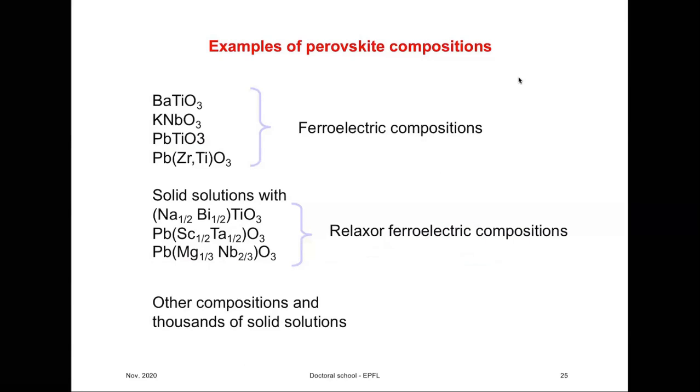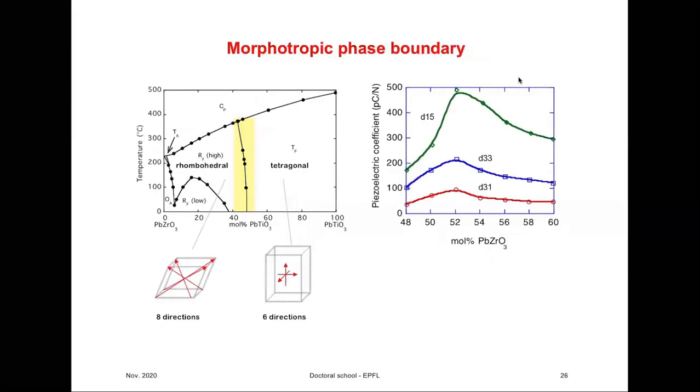However, the most important concepts, such as morphotropic phase boundary, hardening and softening, we will explain on PZT. Probably 90%, at least in volume, of all piezoelectric materials used today is PZT. And there are other compositions and thousands of solid solutions. As I already said, these are not the only structures, there are others that we will mention toward the end.